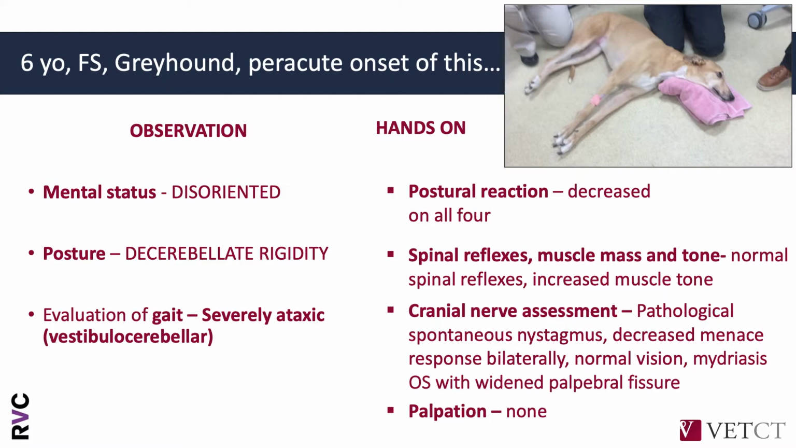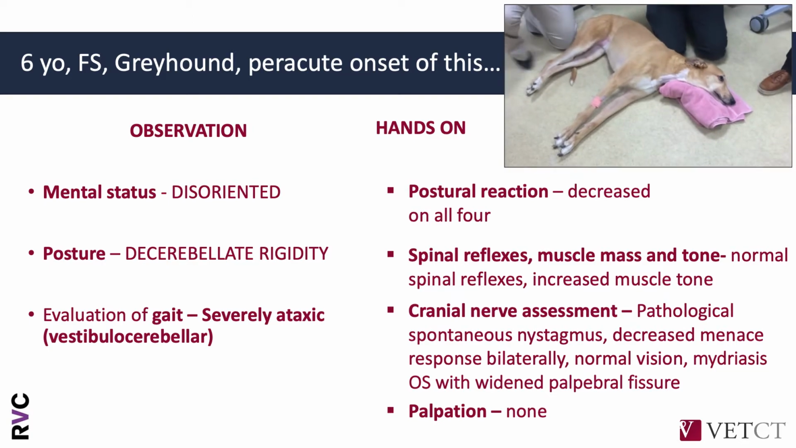And then when we evaluate the cranial nerve assessment, what we saw was a pathological nystagmus, more like a vertical type of nystagmus. There was decreased menace response bilaterally, but with normal vision. And as you saw in the picture, there was a mydriasis on the left eye with wide palpebral fissure. Then there was no pain on manipulation.